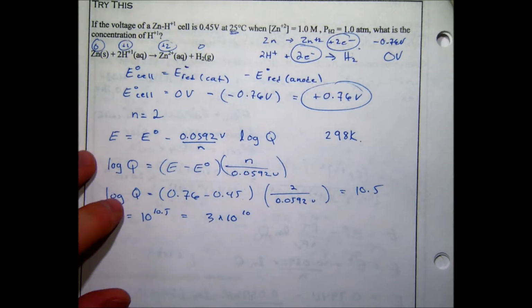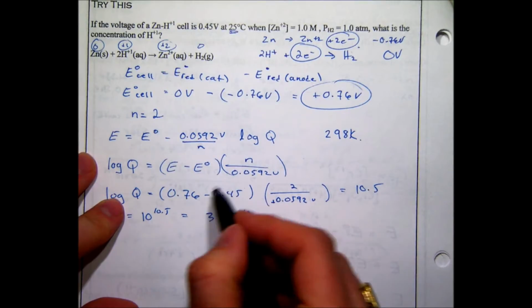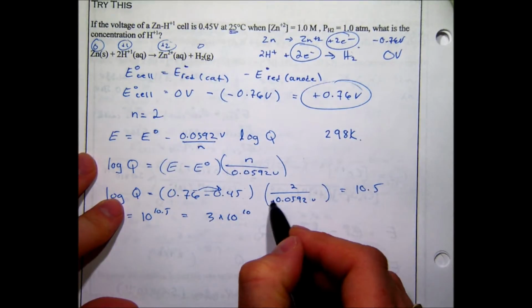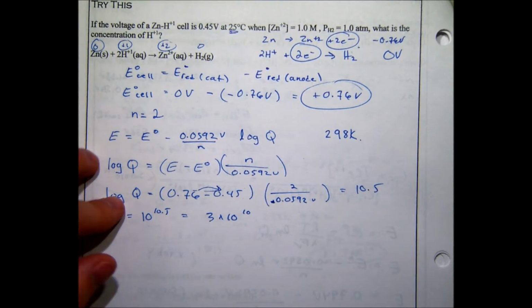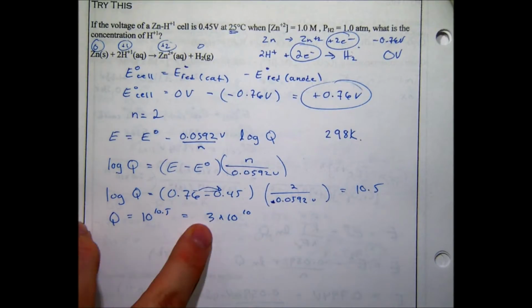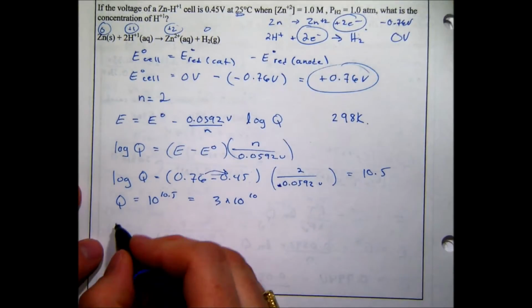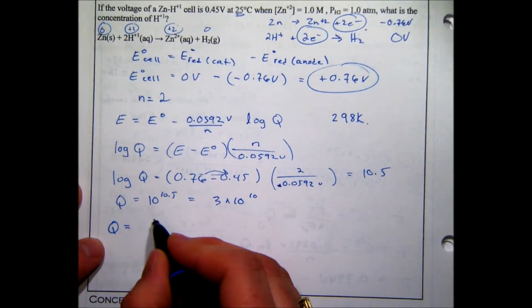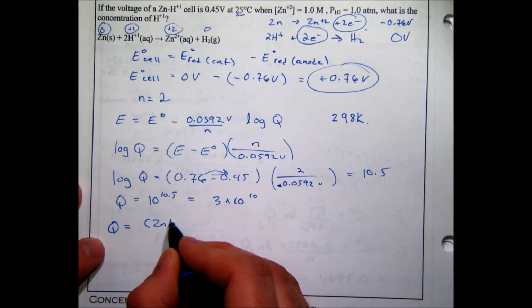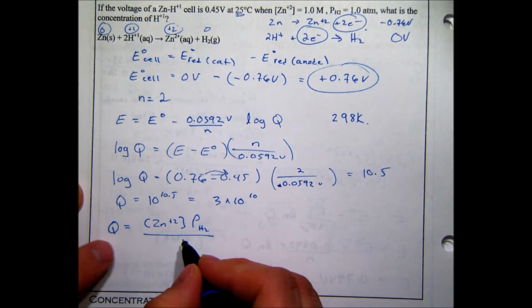While we look at this, these should be reversed. There should be a negative here, but when these are reversed, we see that Q is equal to 3 times 10 to the 10. We write our expression for Q. Q is equal to zinc plus 2 over the partial pressure of H2.